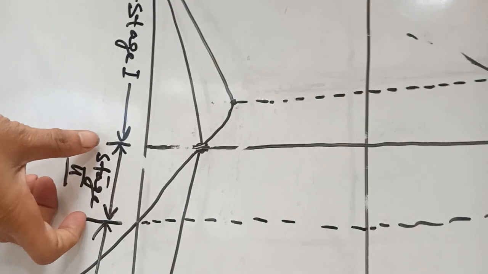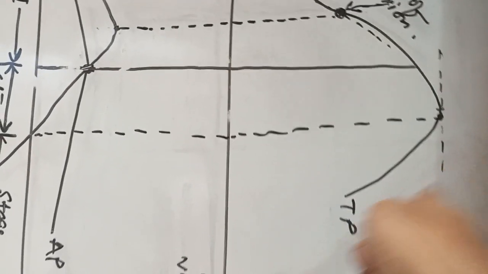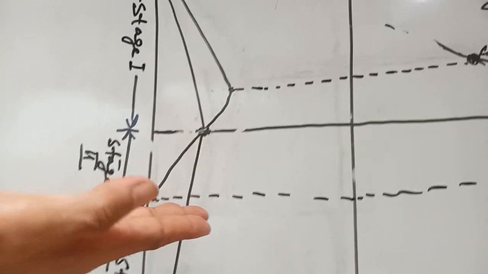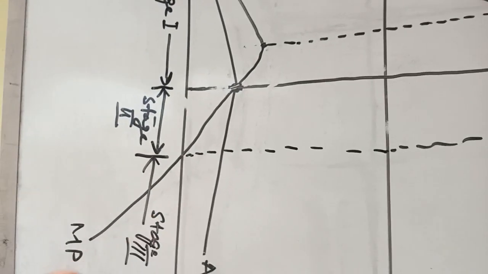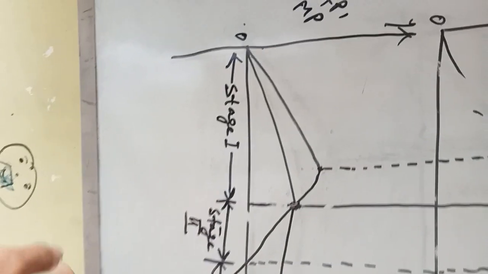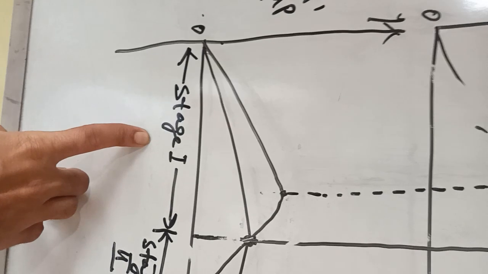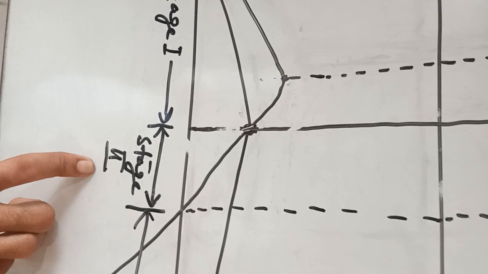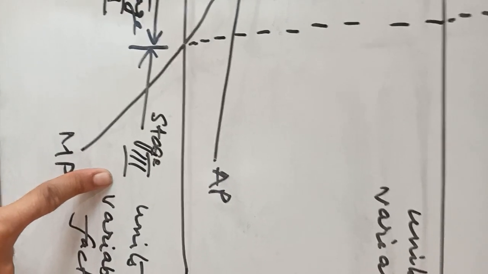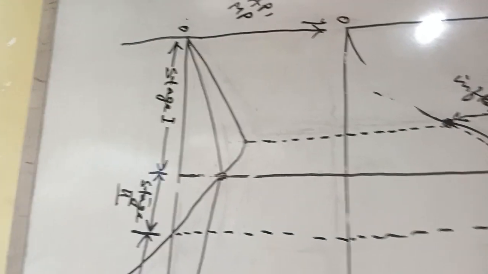This is stage 2. And after stage 2, when TP is falling, MP becomes negative, that stage after this line is stage 3. So these are the 3 stages. Stage 1 is called the stage of increasing returns. Stage 2 is called the stage of decreasing returns or stage of diminishing returns. Stage 3 is called the stage of negative returns. Now, I think you have understood these 3 stages.